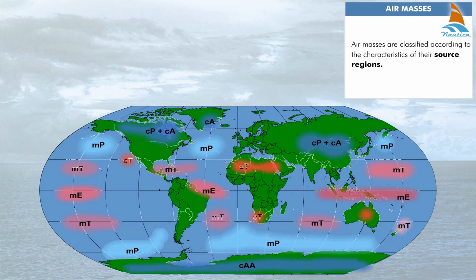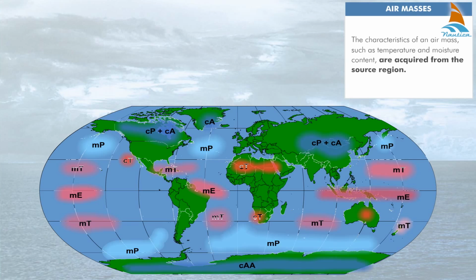Air masses are classified according to the characteristics of their source regions. A source region is the area where an air mass originated. The characteristics of an air mass, such as temperature and moisture content, are acquired from the source region.